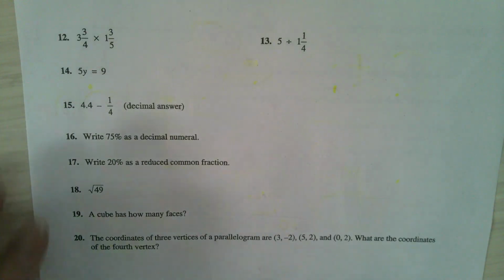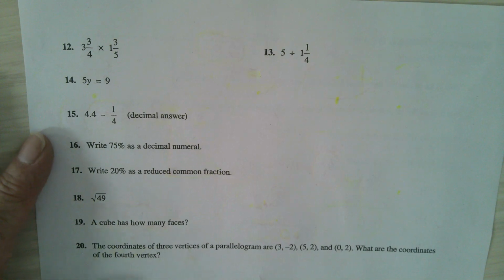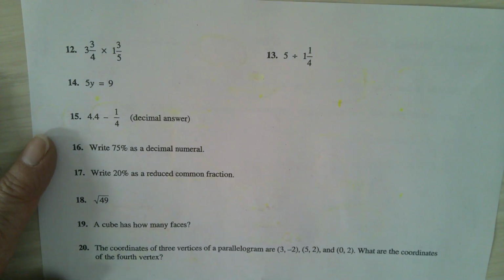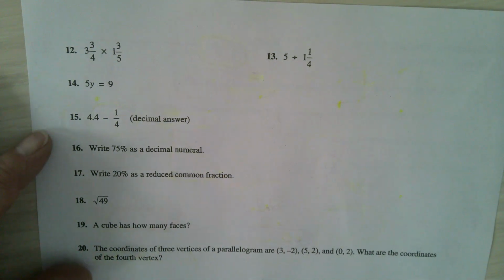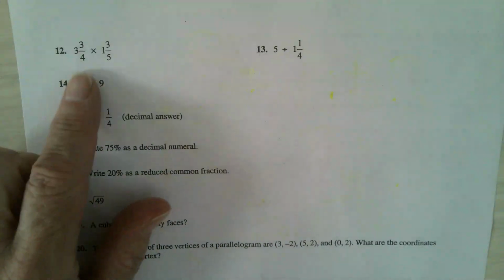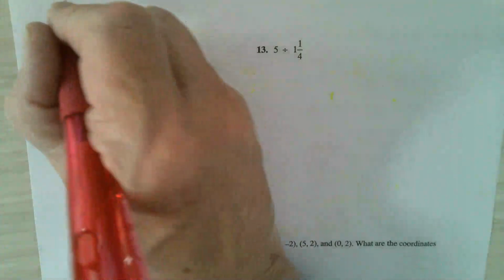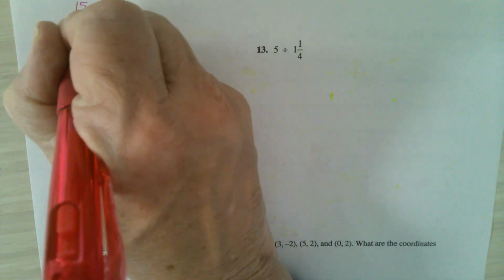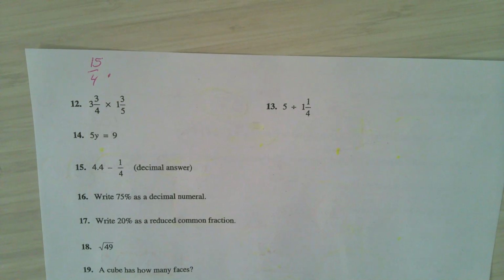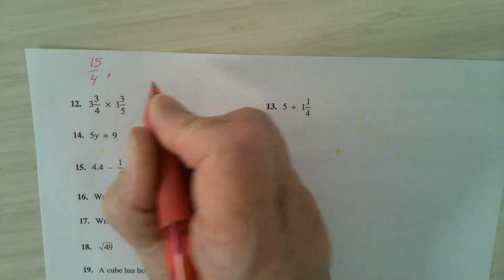Now we are ready to do problem number 12. We are multiplying mixed numbers. So when you're multiplying fractions, you have to change it to an improper fraction, right, Dalton? And what's the improper fraction for 3 3/4? Yes. 4 times 3 is 12, plus 3 is 15/4, times 5 times 1 is 5, plus 3 is 8/5.